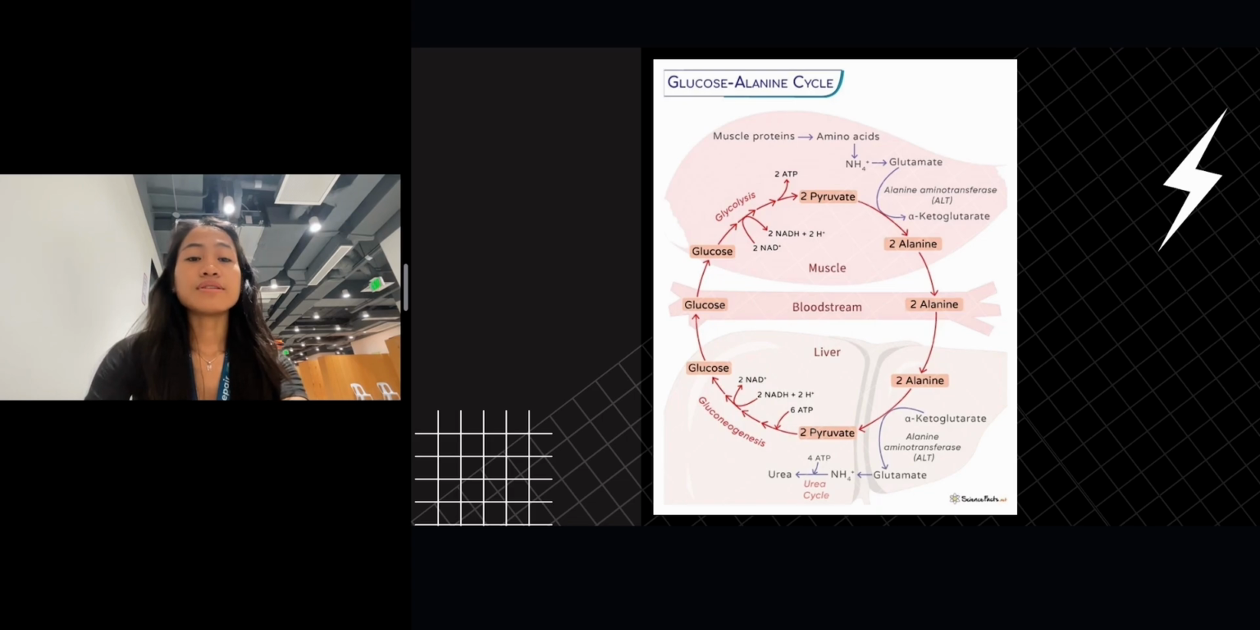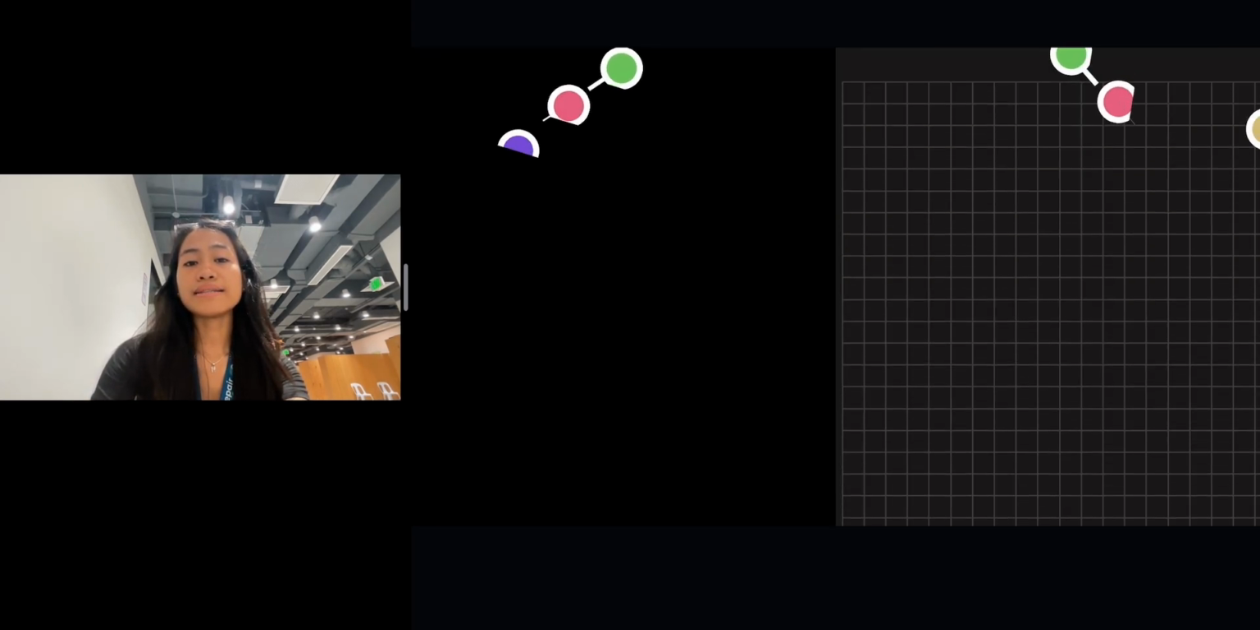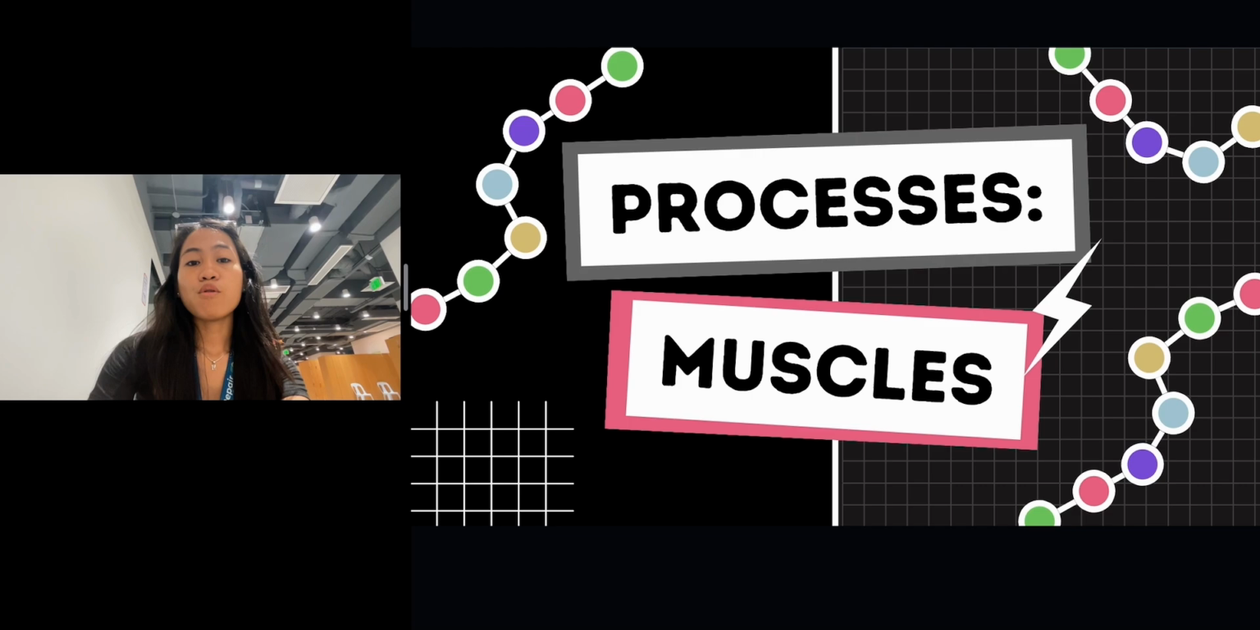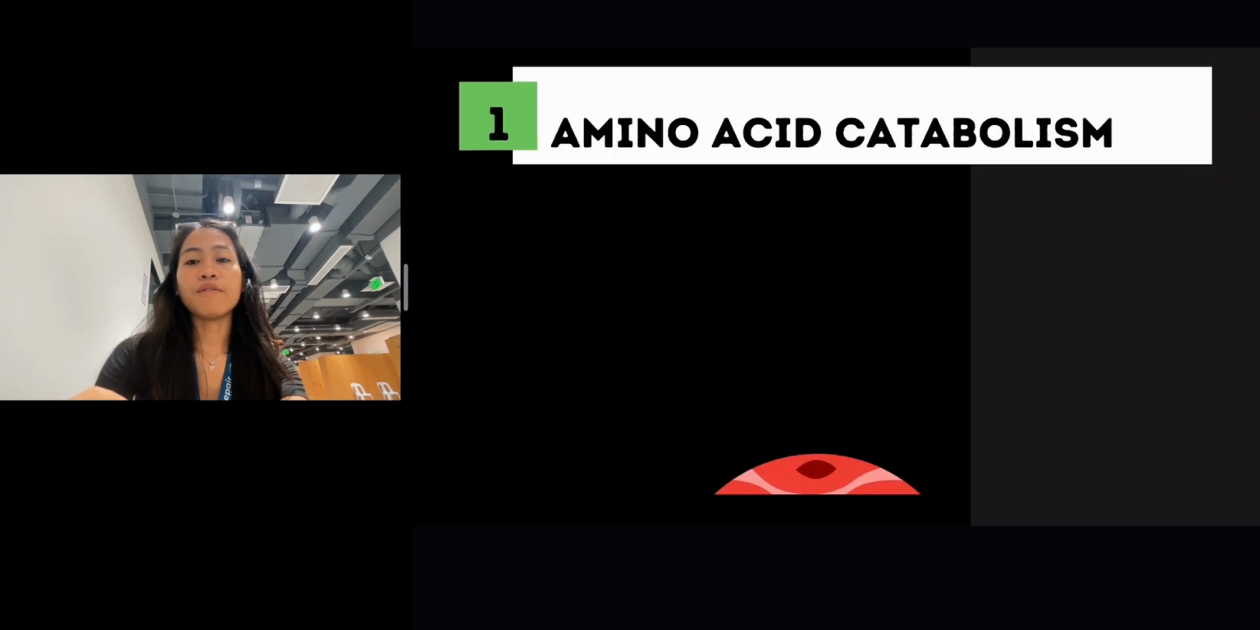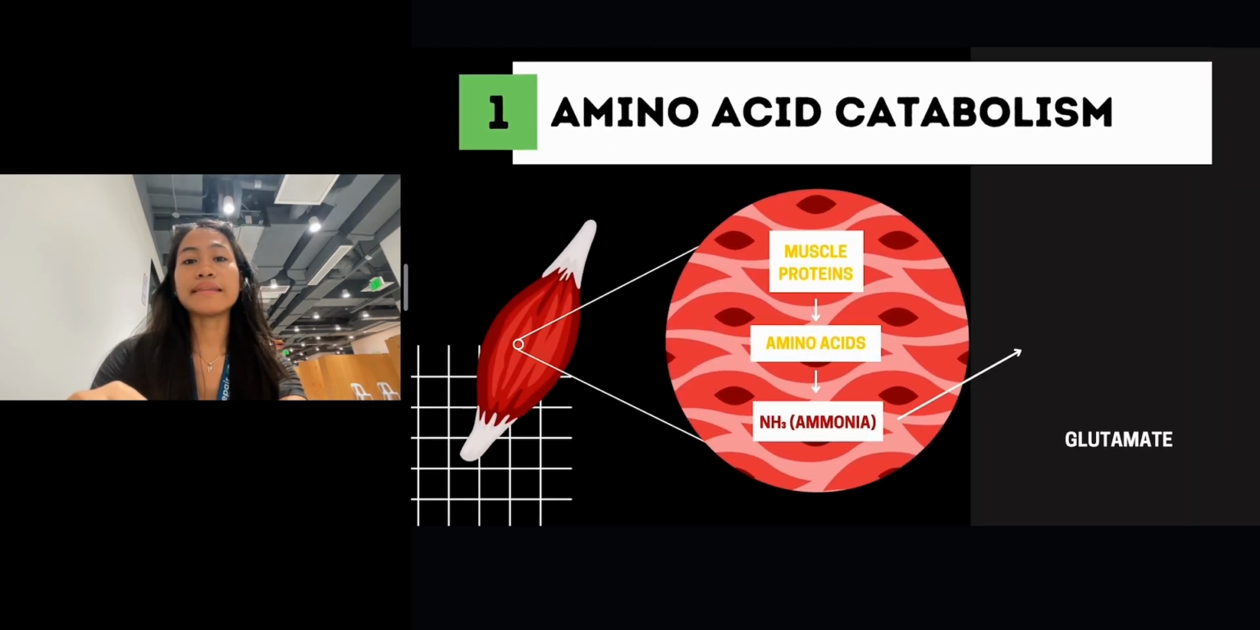So the processes in the muscles, the amino acid catabolism: ammonia builds up during the breakdown of amino acids, especially during intense exercise, starvation, or muscle protein catabolism. So when the muscle breaks down proteins for energy, they produce ammonia as a byproduct.